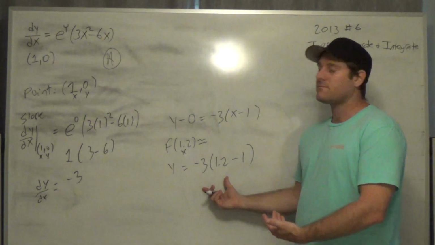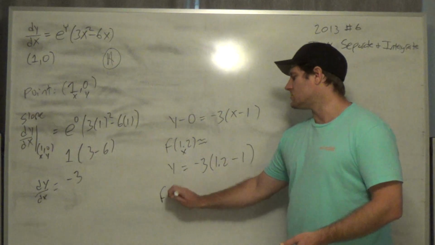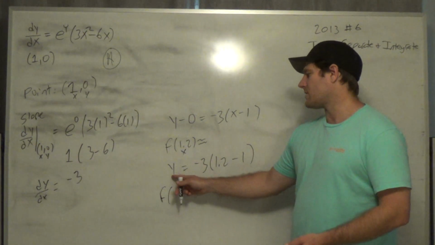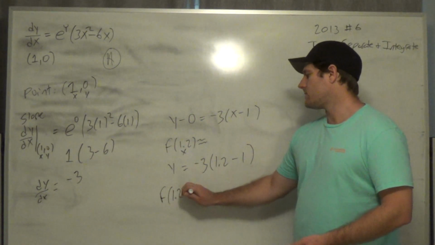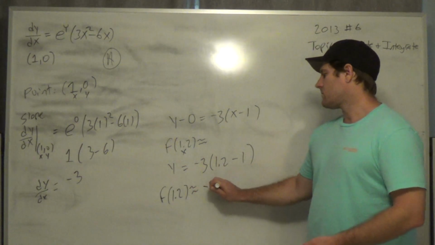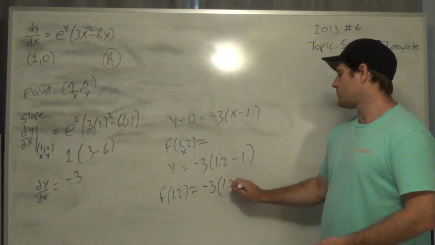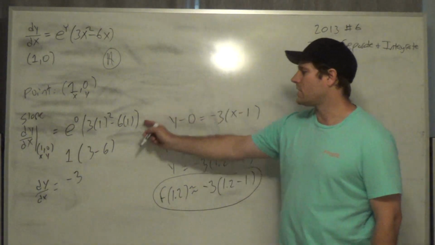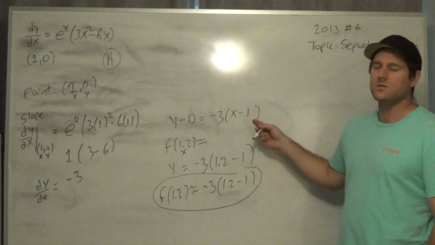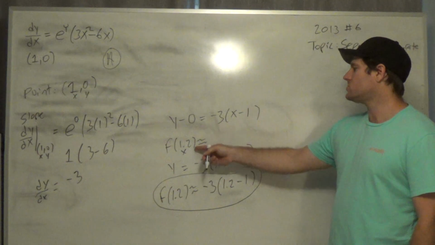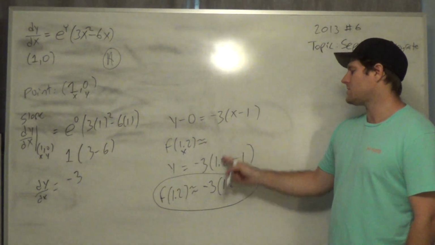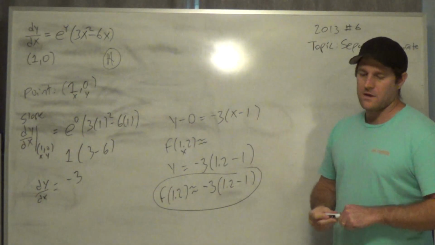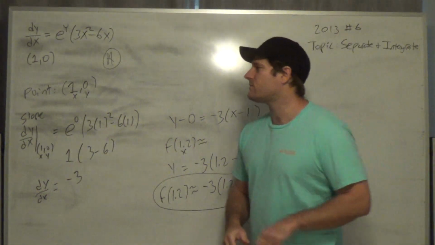You do not simplify. If you simplify and you mess up, you lose points. Now, the only thing I'm going to do is instead of calling this y, I'm going to call it f of 1.2. But there you go. So we took a point and a slope, wrote the equation of a tangent line in point-slope form, and then we plugged a value into the tangent line to approximate f of 1.2. And that is it for part A.